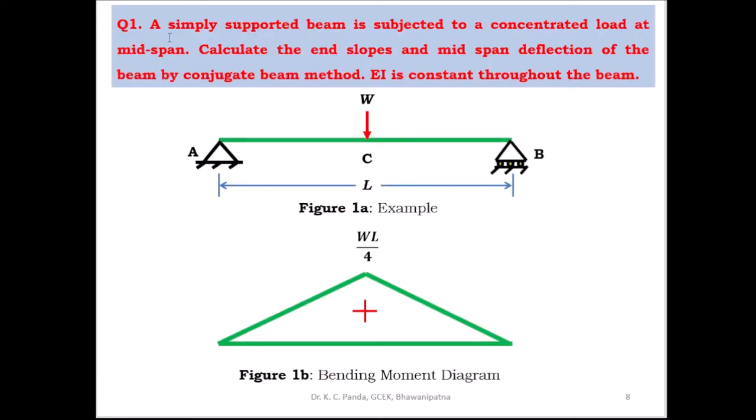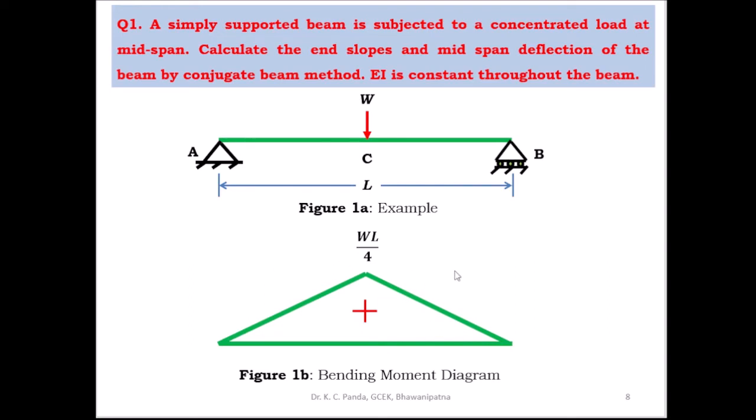Then coming to the first problem, a simply supported beam is subjected to a concentrated load at midspan. Calculate the end slopes and midspan deflection of the beam by the conjugate beam method. EI is constant throughout the beam. So this is the simply supported beam, and here the load W is present at the midpoint of the beam, and the length of the beam is given as L. This is the hinge support and this is the roller support. You have to find out the slope at A and the slope at B, and the deflection at C.